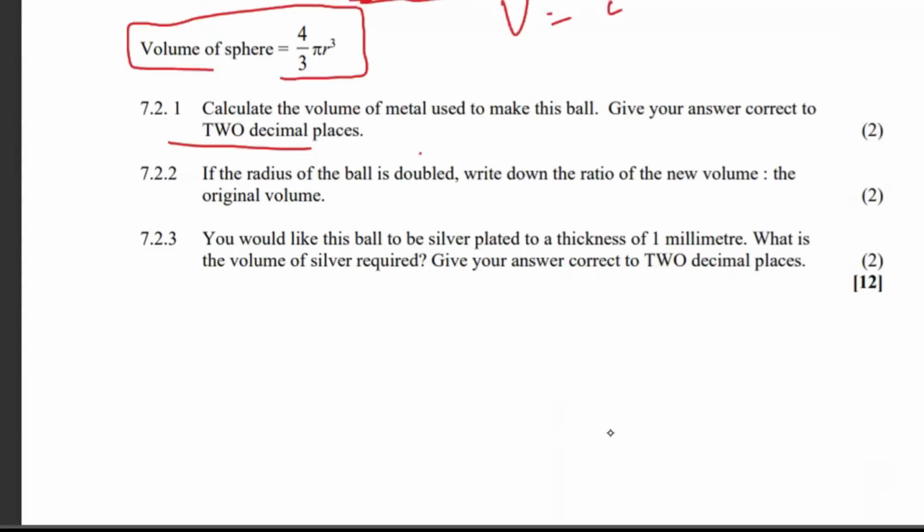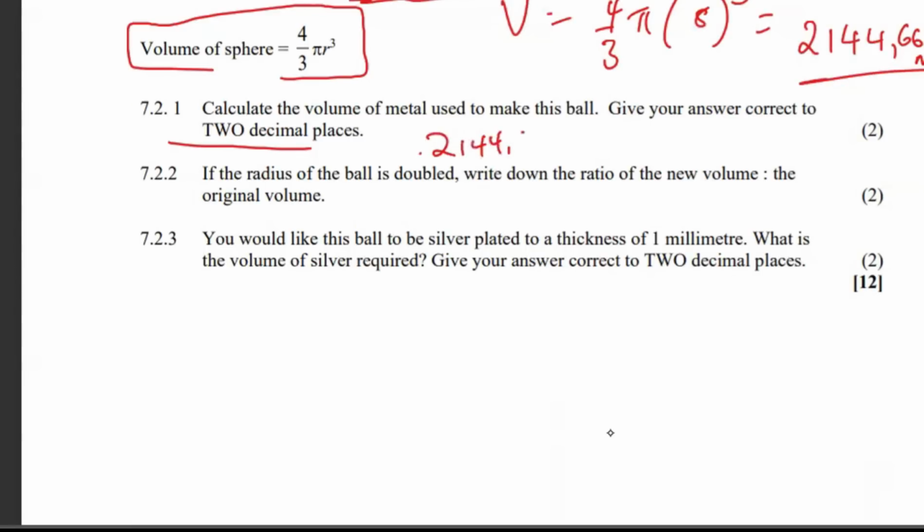So we're going to say 4/3 pi multiplied by the radius, which is 8. Using your calculator, we are multiplying this by pi and then multiplying it by 8 cubed. Okay, 8 cubed. That is giving me 2144,66 millimeters cubed.